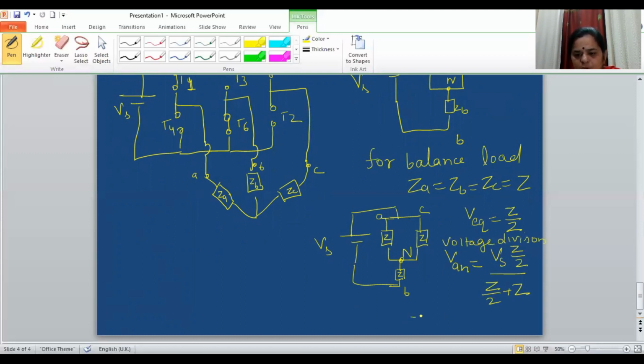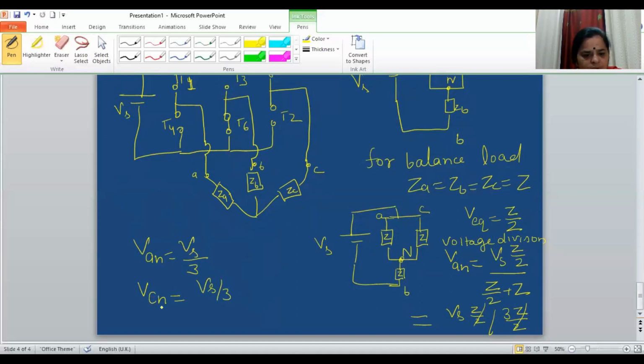Okay, so what I am going to get, if I solve it, Vs Z by 2 divided by 3Z by 2. So Z by 2 and Z by 2 cancel. What am I going to get? I am going to get VAN is equal to Vs by 3. And in parallel combination, we know the voltage is the same. So VCN is also equal to Vs by 3.